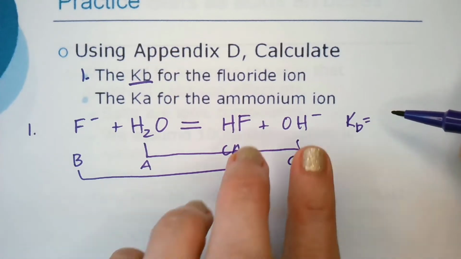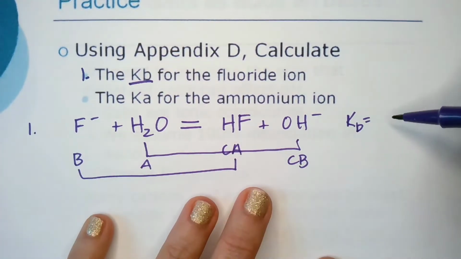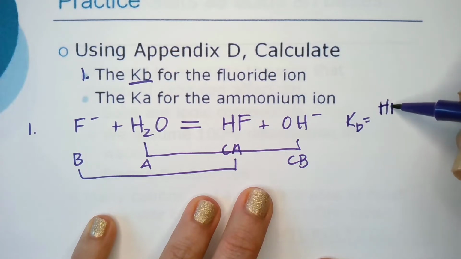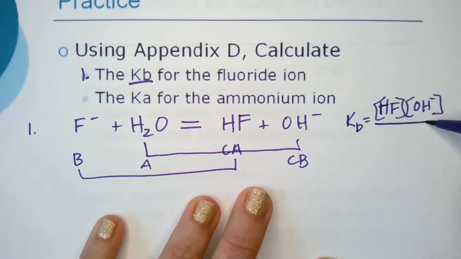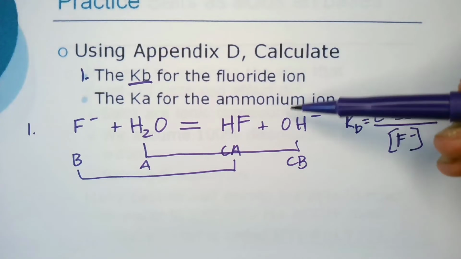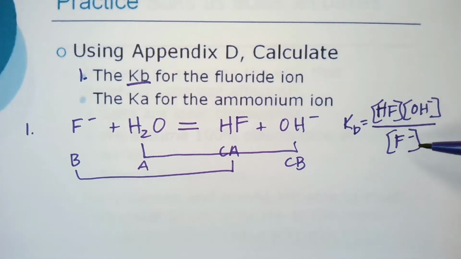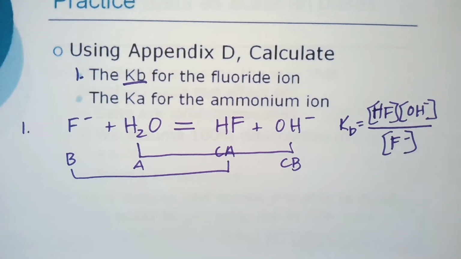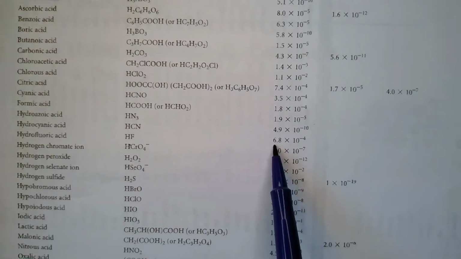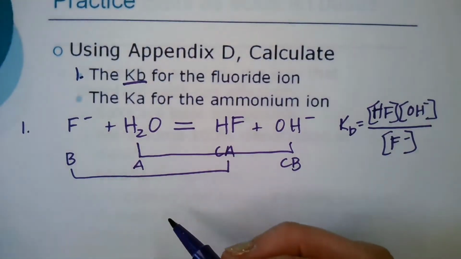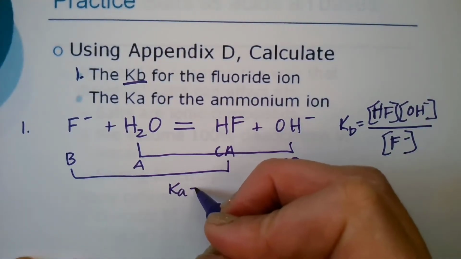Now, to find the Kb, we would take our products over reactants, leaving water out. So HF times OH minus, we know it's our Kb because we're finding that hydroxide ion, that base ion, all over F minus. Well, we're not given any of the actual concentrations, so we can't find Kb this way. But what we can do is look up on Appendix D: hydrofluoric acid, HF, has a Ka of 6.8 times 10 to the negative 4.